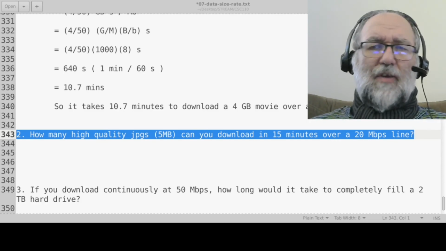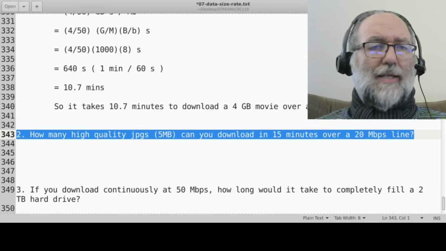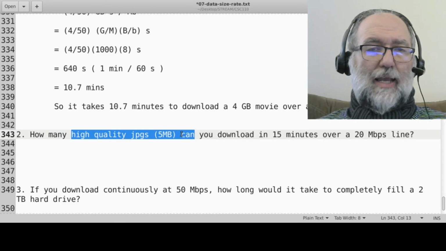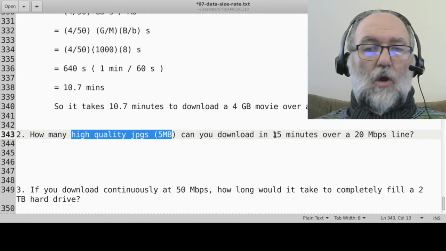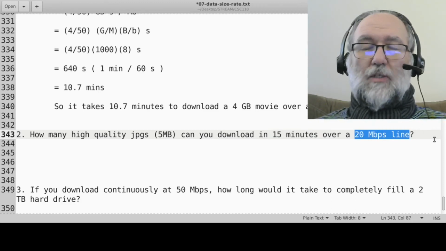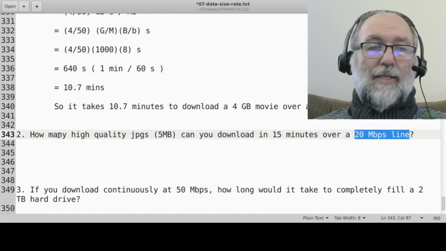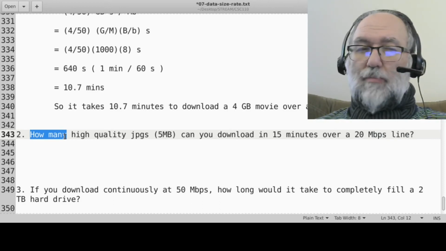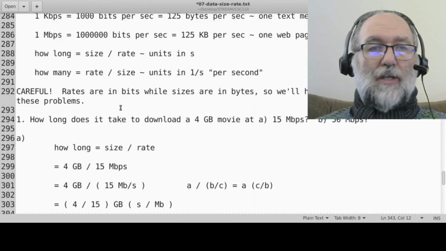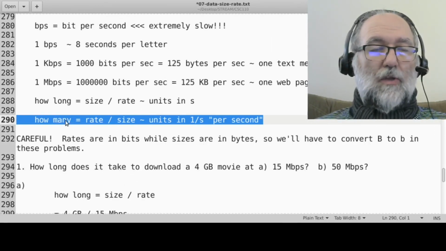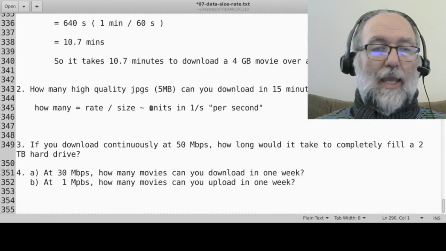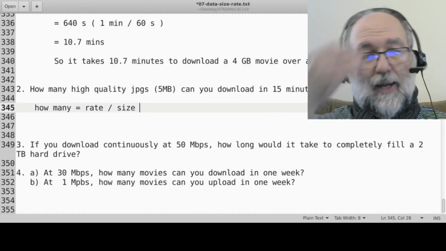Now this is a different kind of question. First of all, I'm asking how many of these things you can download in 15 minutes. That is the time period, over a 20 megabit per second line, and that's the rate. You realize that you're no longer doing a how long problem, but a how many problem. They're related, but remember I introduced how many, and you need to use this formula here. For how many, it's going to be the rate divided by the size.